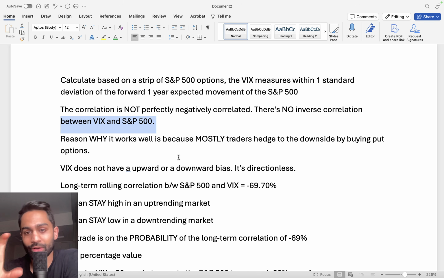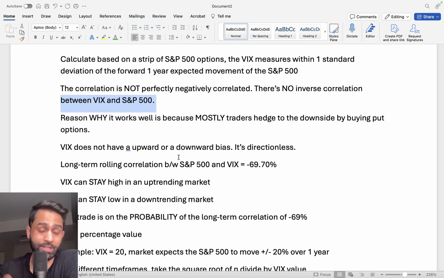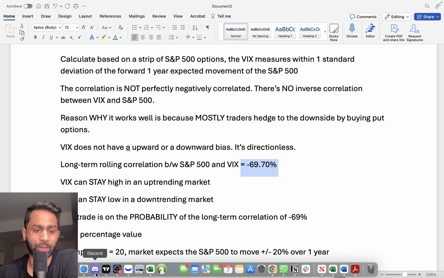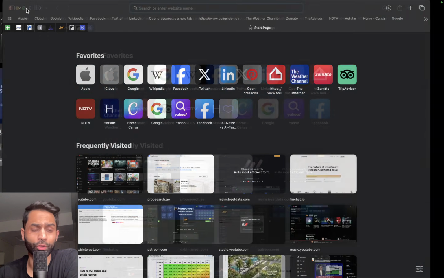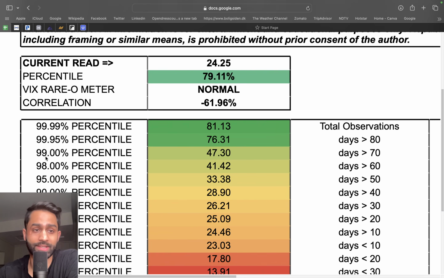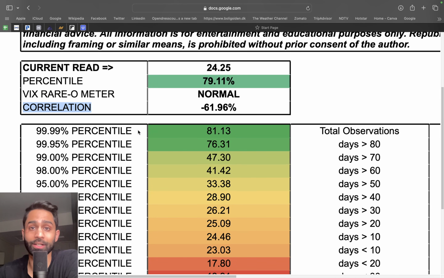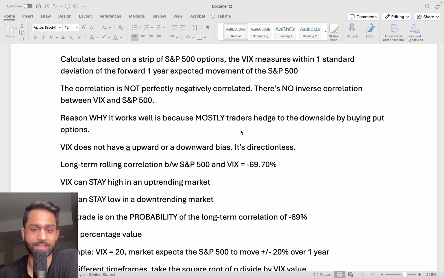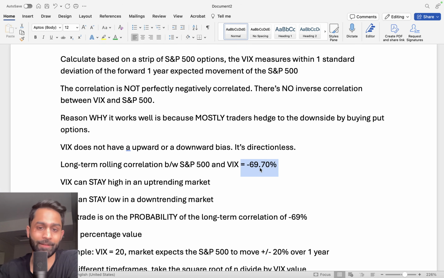The reason why there is a negative correlation to begin with, and if you take a look at the historical measures of volatility and S&P 500, there is a long-term rolling correlation between S&P and volatility of negative 69.7%. If you take a look at S&P and the QQQs, which we also have highlighted on our charts here, if you come over to our spreadsheet, if you come over to VIX summary, you'll notice that we've essentially identified the correlation between VIX and QQQs. That's the NASDAQ index, which is negative 61.96%. So that's the number that we've already highlighted on our spreadsheet. And this is the negative correlation between the S&P 500 and volatility.